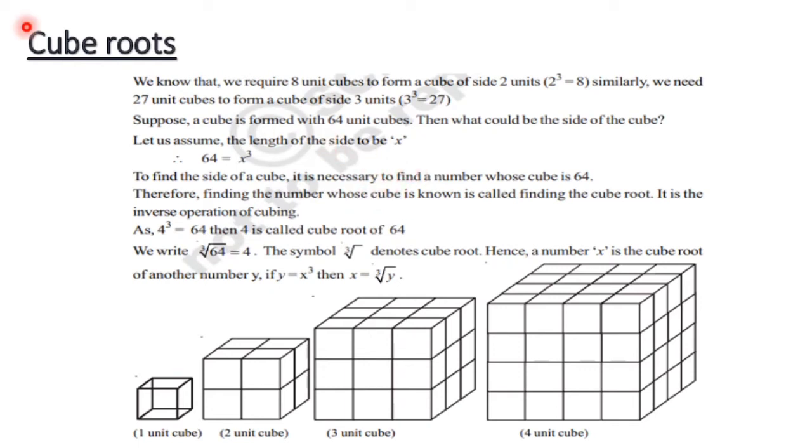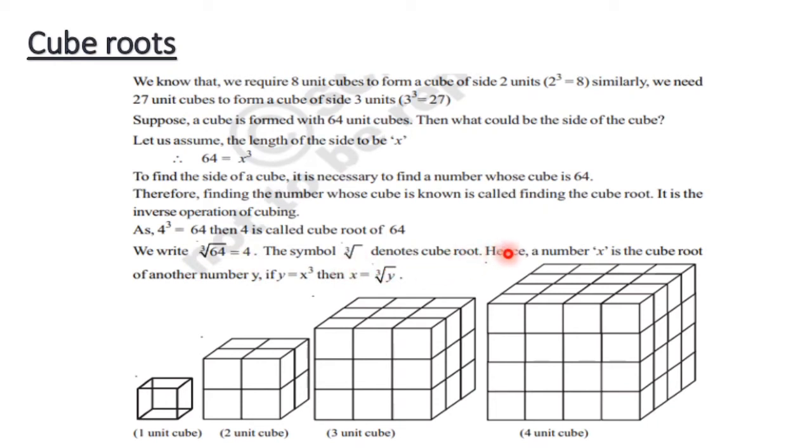Therefore, finding the number whose cube is known is called finding the cube root. It is the inverse operation of cubing. As 4 cube is equal to 64, 4 is called the cube root of 64. Similarly, 3 cube is equal to 27, so the cube root of 27 is equal to 3. 2 cube is equal to 8, so the cube root of 8 is equal to 2. We write cube root of 64 is equal to 4. The symbol ∛ denotes cube root.